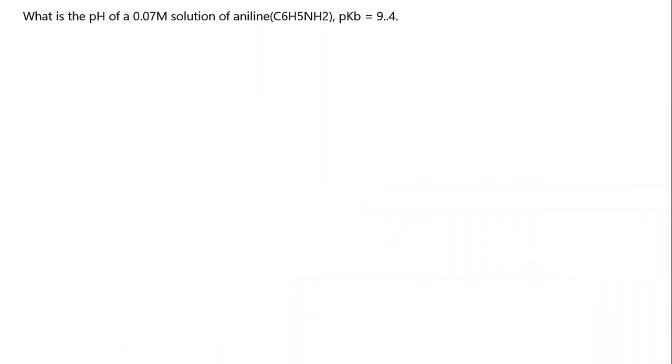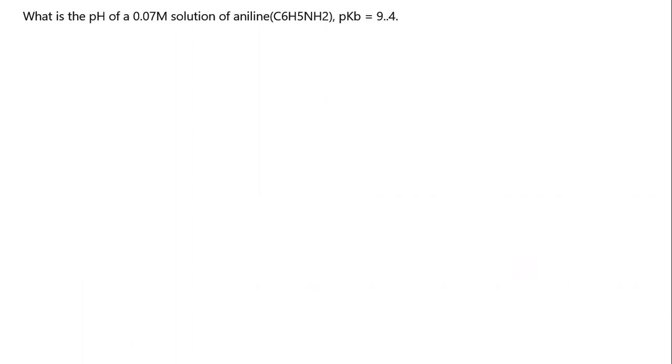So now looking at weak bases. Again, in Bronsted-Lowry acid-base theory, a base accepts a proton, so it forms a conjugate acid. So we want to know what is the pH of a 0.07 molar solution of aniline, and the pKb is given to us as 9.4.